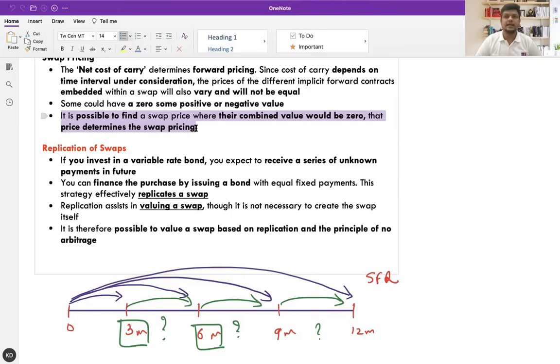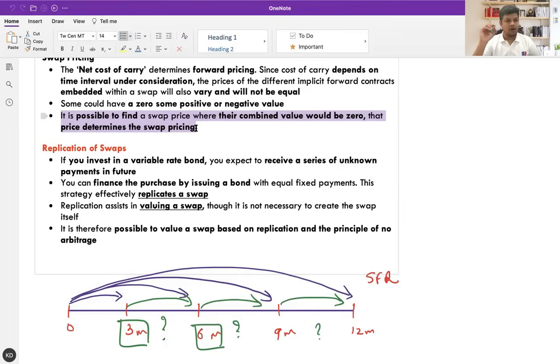So tell me one thing. If you are a fixed rate payer, can I say that means you have invested in a bond or borrowed money through a bond? When you are a fixed rate payer, have you invested in a bond or have you borrowed? No idea.